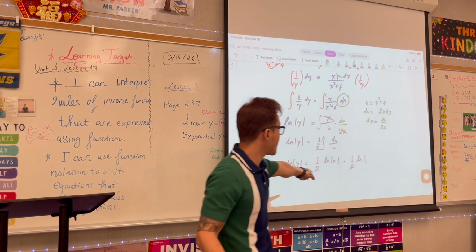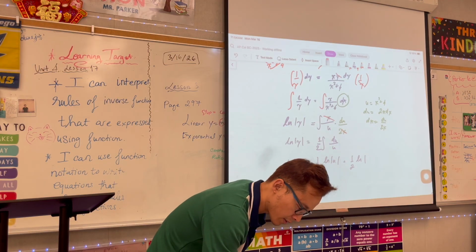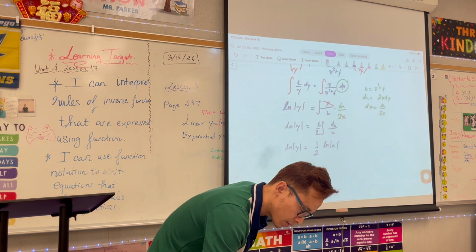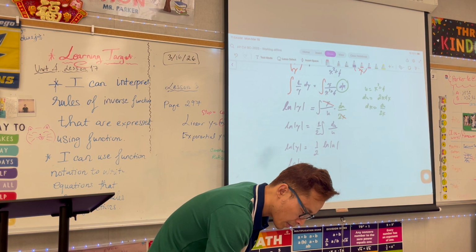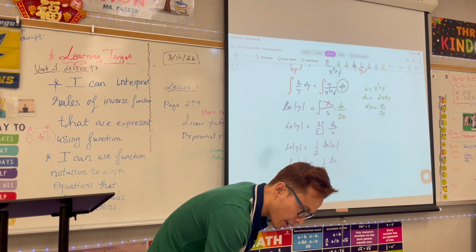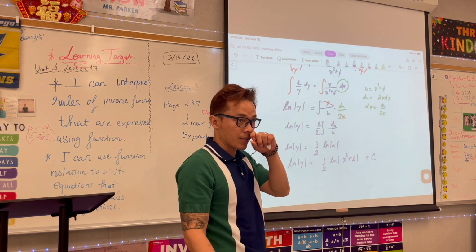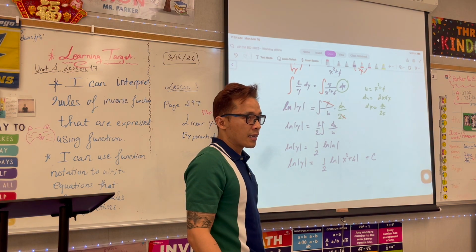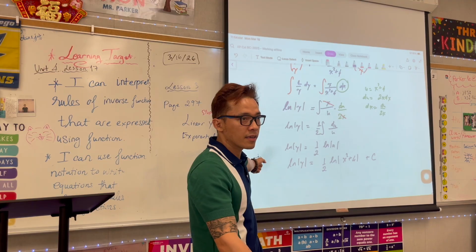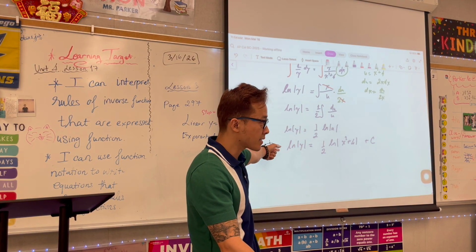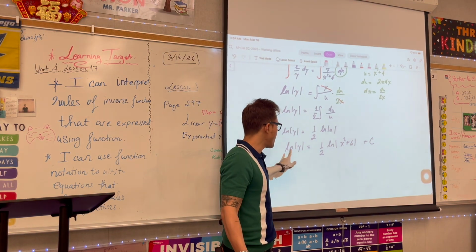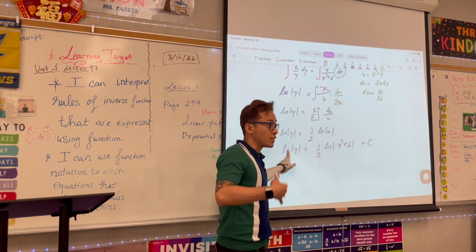You need to replace the u, right? Let me write another separate line so you don't get confused. ln y equals 1/2 ln of x squared plus 4, plus c. Is that the answer they're looking for? No. You need to get y by itself. How do you get y by itself? You need to cancel the ln. You're going to take e.